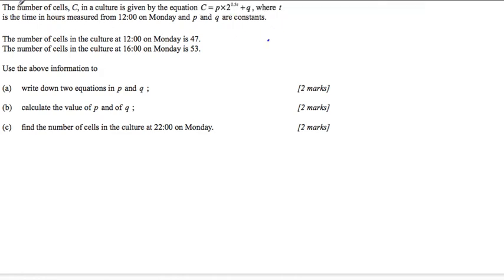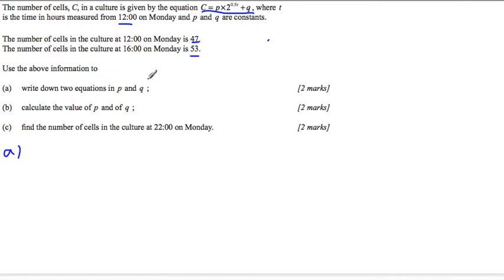In this example, we are looking at the number of cells, represented by C, in a culture given by the equation where we have two unknowns, P and Q, and time measured in hours from noon on Monday. The number of cells at noon is 47. That's important. The number of cells 4 hours later, at 1600, is 53. So we want to use this information to write two equations in P and Q.